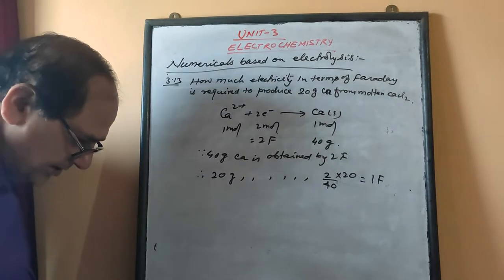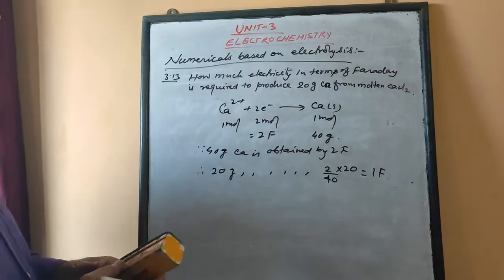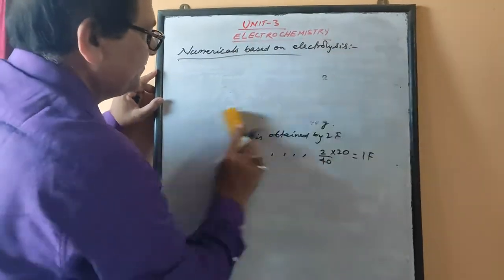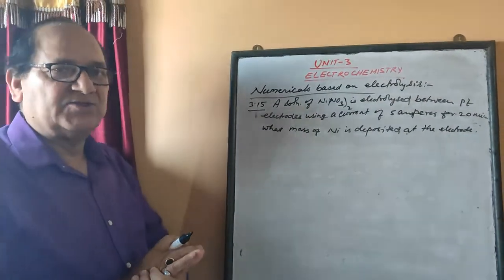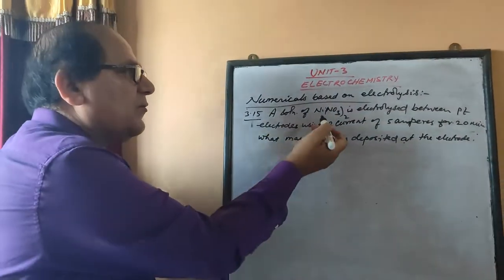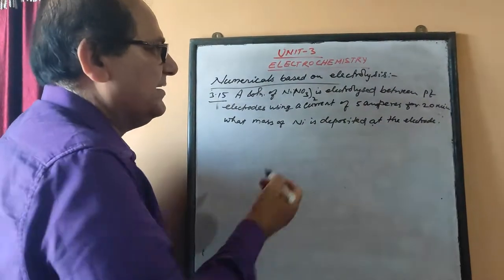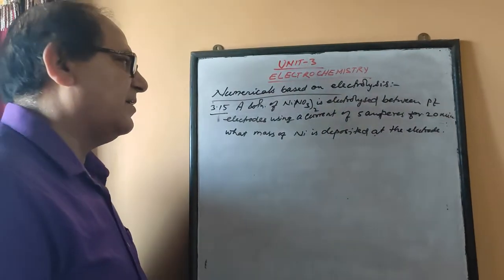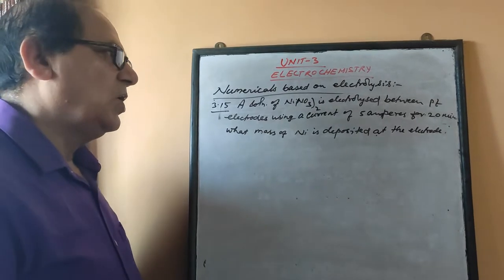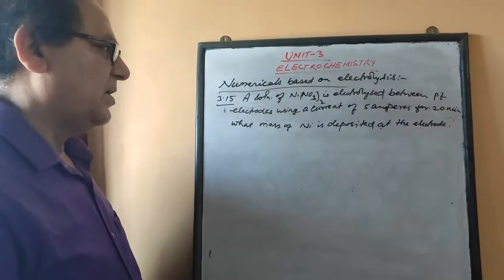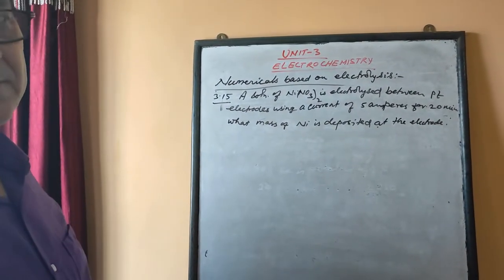Now question number 3.15. Please look at that. Question number 3.15. Read this question carefully, 3.15 of your NCERT. A solution of Ni(NO3)2 is electrolyzed between platinum electrodes using a current of 5 amperes for 20 minutes. What mass of Ni is deposited at the electrode?